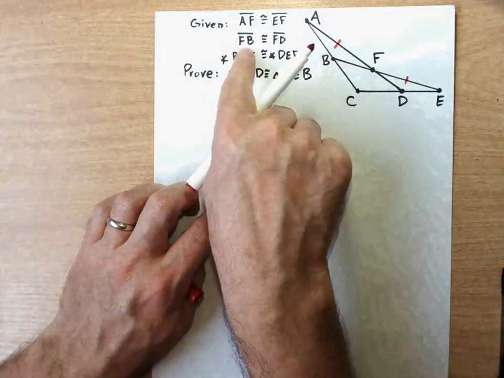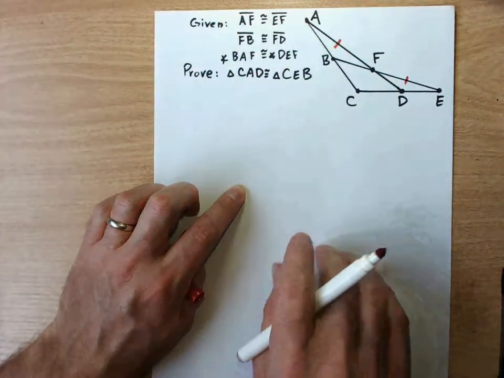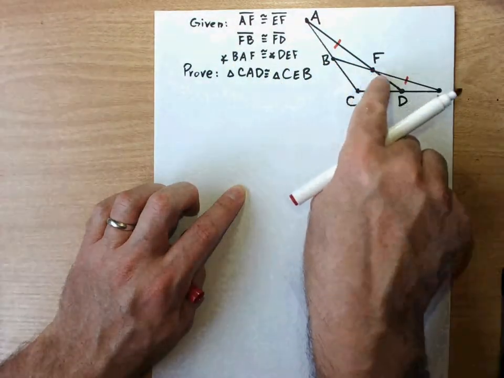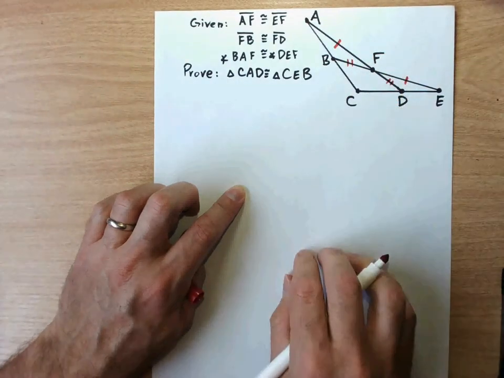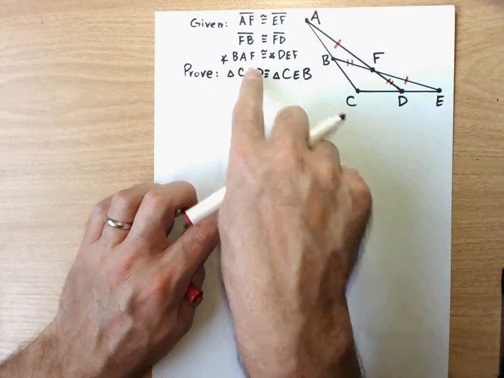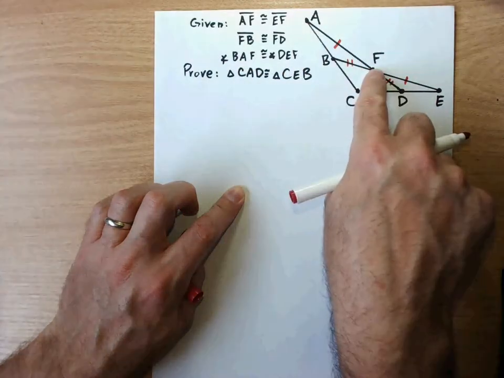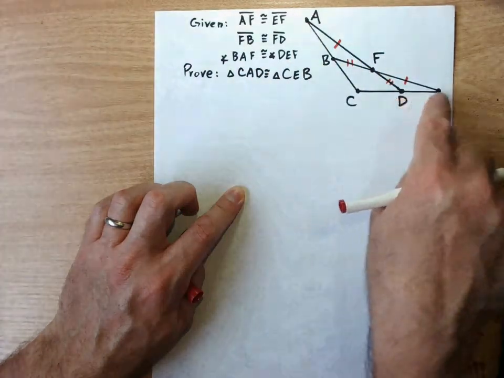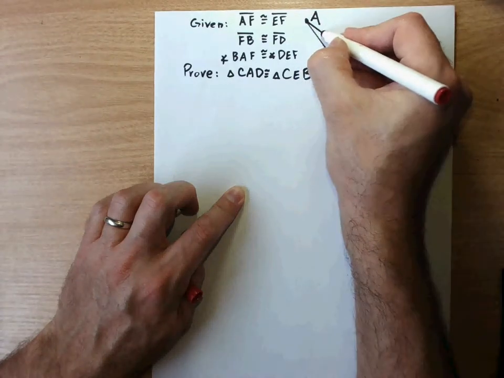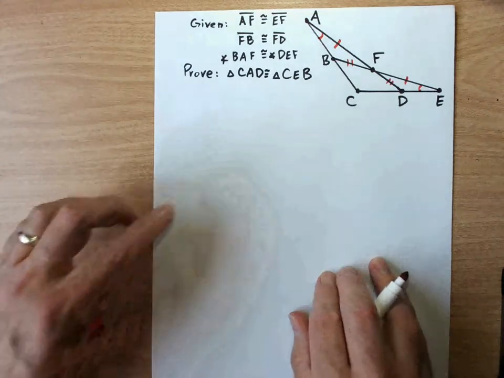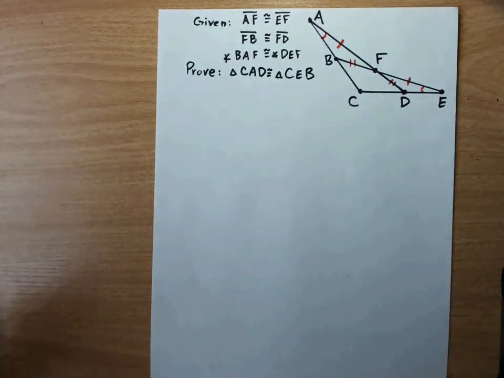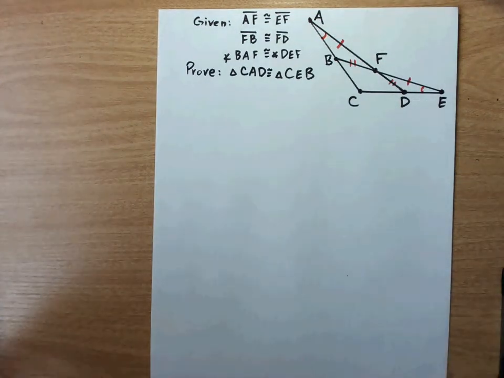And then segment FB is congruent with segment FD. FB is congruent with FD. So this is congruent with that. And then angle BAF is congruent with DEF. BAF is right there. DEF is right there. All right. Okay. So that's all nice and well.